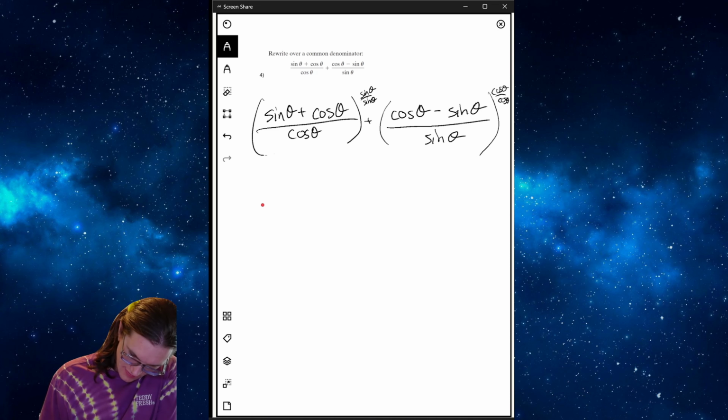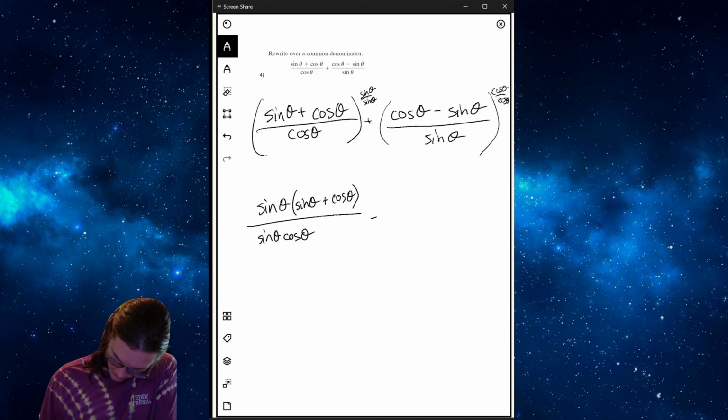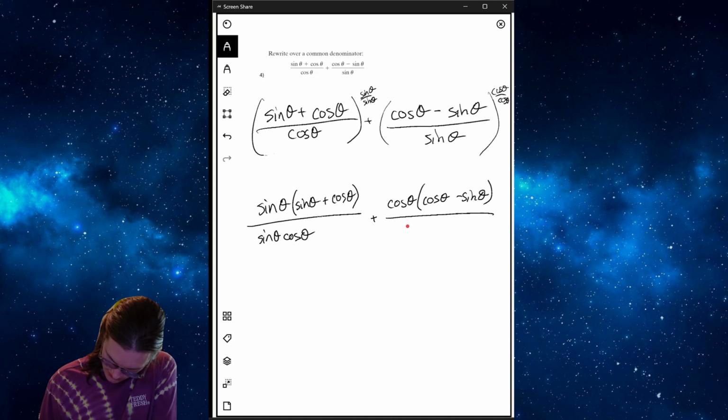That gives me sine theta in the numerator times sine theta plus cosine theta, and then the denominator now is sine theta cosine theta plus, and then this is being multiplied by cosine, so that's going to be cosine theta in the numerator, cosine theta minus sine theta over, and then cosine theta is also being multiplied in the denominator, so that's what we wanted.